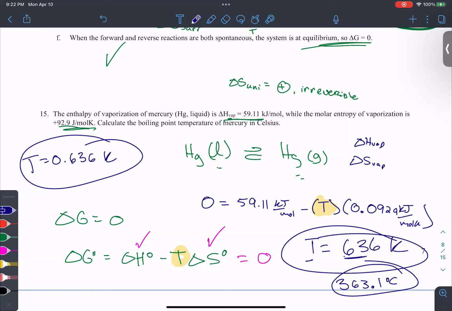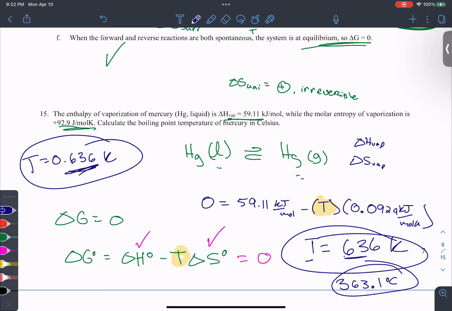Is it possible to achieve 0 Kelvin? That's actually the third law of thermodynamics. It's almost impossible to achieve 0 entropy. That occurs at 0 Kelvin, which is a theoretical temperature. We've never actually achieved that. This number is very, very cold.